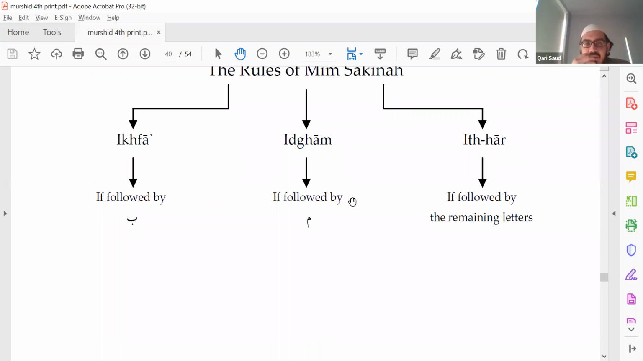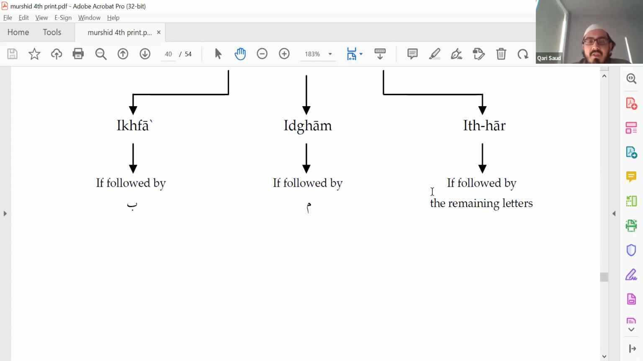Idgham is when there's two memes together, so it's easy. You close your lips on the meme, and then you open on the other meme. So kam man, man, and so on. Idhar is if there is any other letter besides a ba or a meme following a meme sakina. And what you do there is you just read clearly. Idhar means to read clear.